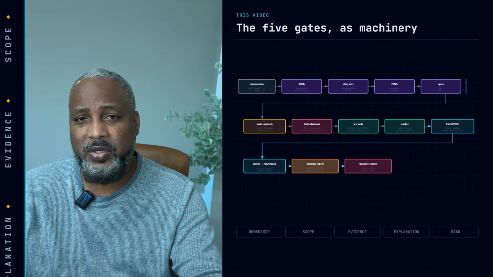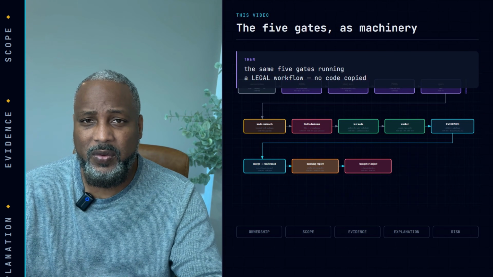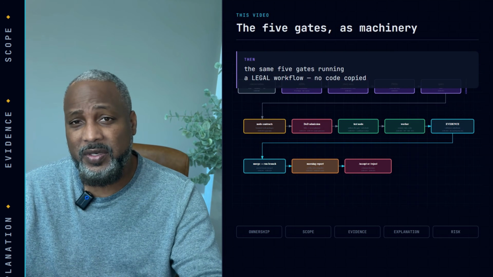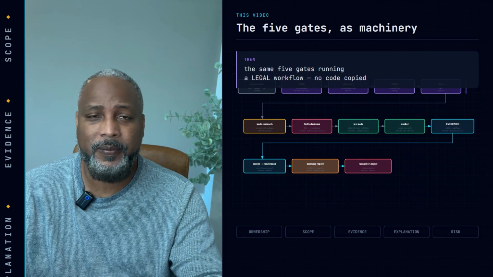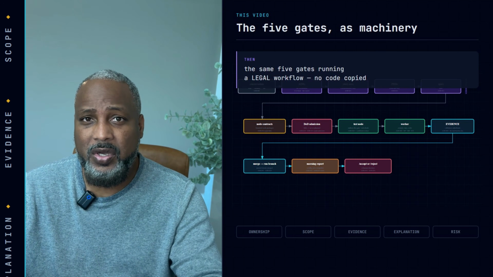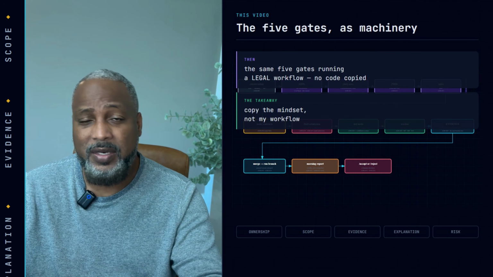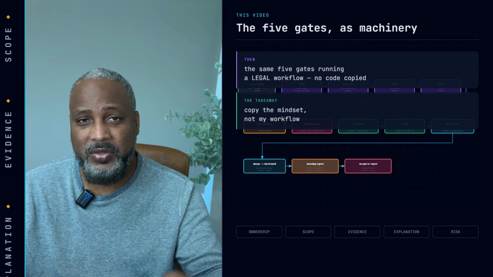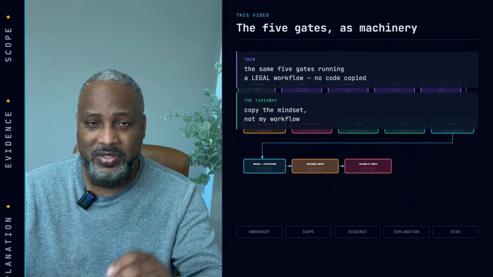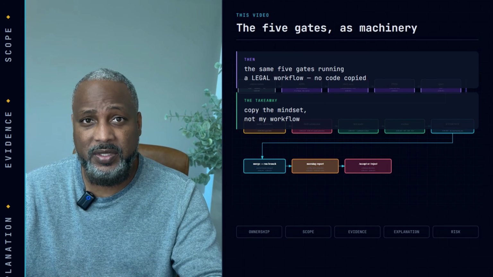So here's what I'm going to do in this video. I'm going to show you how I applied the review gates. I'm going to walk you through this, and I'm going to leave you with another example where I did the same thing for a workflow in legal. And here's the thing. I do not want you to copy my workflow. I do want you to take away the mindset I used to land on creating my review gates, so you can do the same thing for whatever your workflow is.